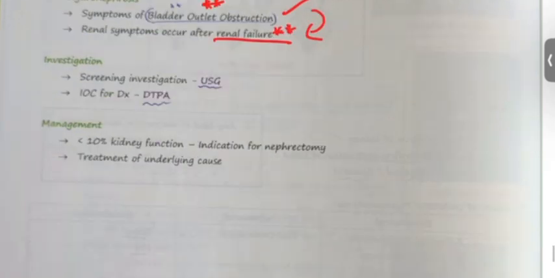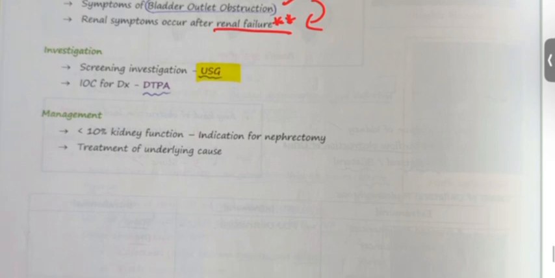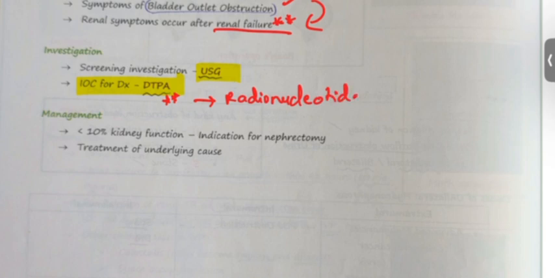Okay, what investigation do we do in case of hydronephrosis? Again, fluid is getting accumulated, so USG. And the investigation of choice for hydronephrosis is DTPA, that is a special radionucleotide scan, which is used to study perfusion, renal perfusion.